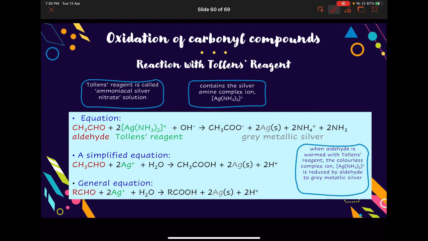Tollens' reagent is known as the ammoniacal silver nitrate solution, and it contains the silver amine complex ion, Ag(NH3)2+. So when the aldehyde is warmed with the Tollens' reagent, the colorless complex ion, Ag(NH3)2+, is reduced by the aldehyde, and it gives the product, which is gray metallic silver. So this is the equation of the reaction of aldehyde with the Tollens' reagent. It gives the gray metallic silver, which is the silver metal.